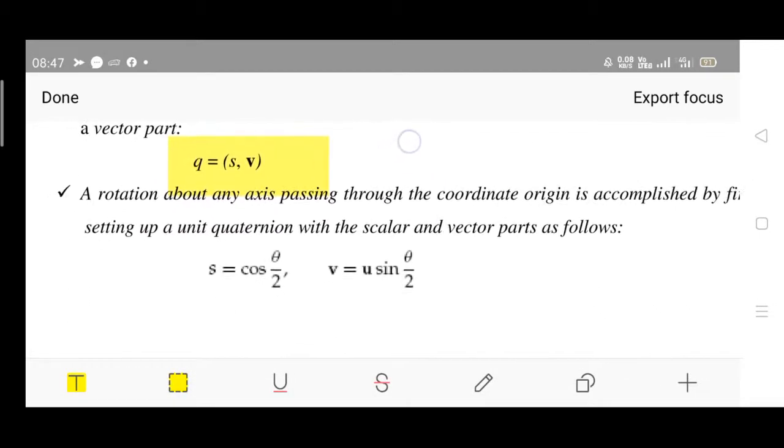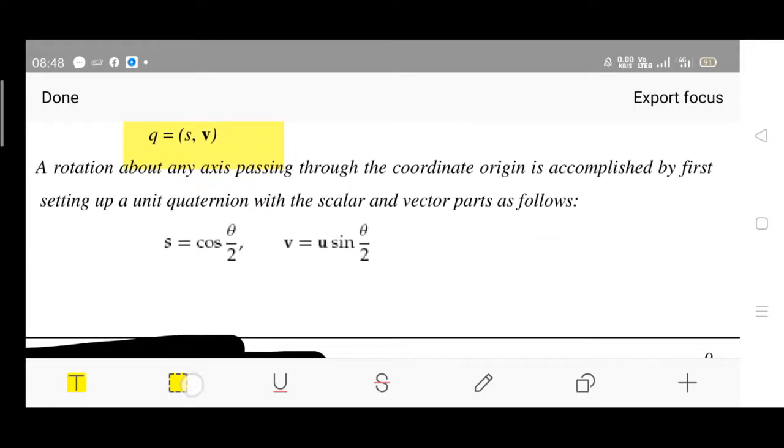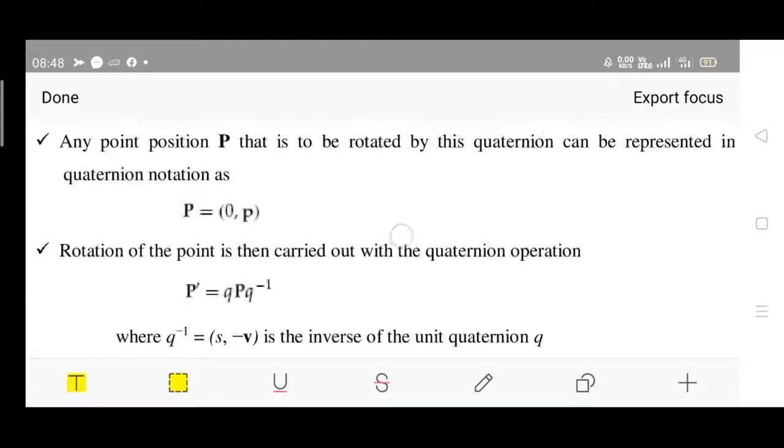A rotation about any axis passing through the coordinate origin is accomplished by first setting up a unit quaternion with scalar and vector parts. So these are the initial values for the scalar part as well as the vector part of the quaternion. Rotation about any axis which passes through the coordinate origin is accomplished by the initialization. So that initialization is given here. The scalar part is initialized to cos of theta by 2 and the vector part V is initialized to u times sine of theta by 2. Okay, these are the initial values for this.